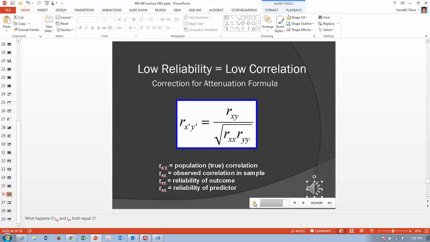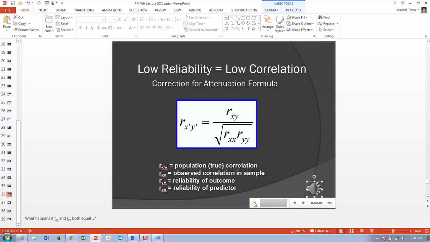However, you can go ahead and do this. Substitute in a 0.8 for rxx and a 0.9 for ryy. So we're going below 1. And as soon as we do that, when we don't have perfect reliability, we are going to expect that the true correlation is going to be higher than our observed correlation. So you can see how that works in the formula.